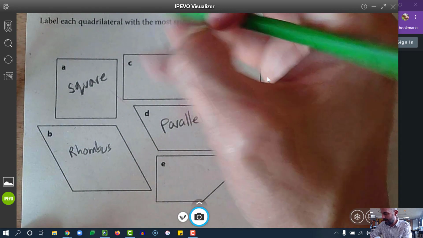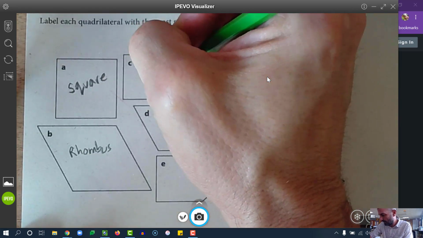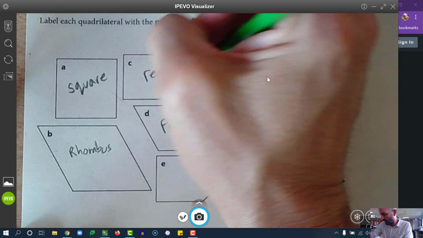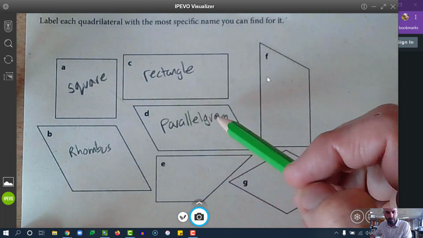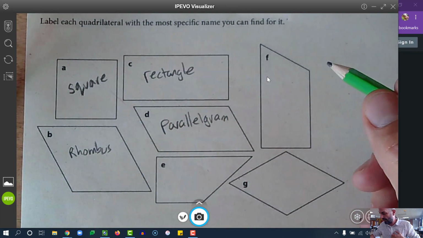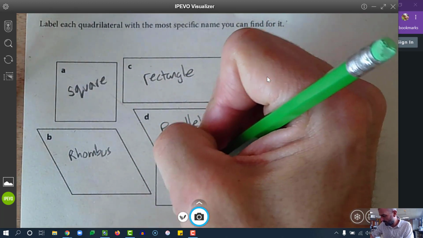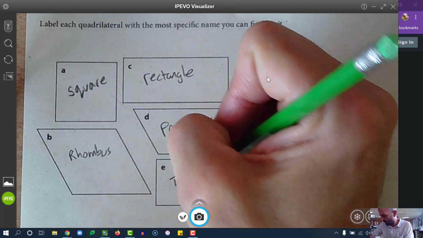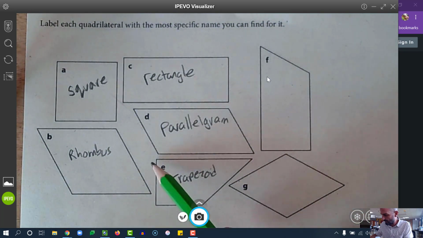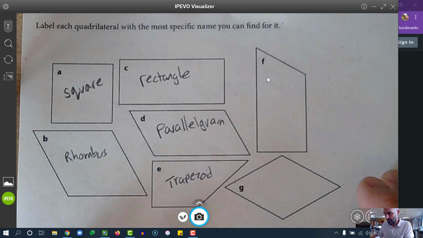All right, let's look at C. That's a rectangle. They are not congruent, but we do have 2 parallel sides, 4 90-degree angles. E, that's our friend the trapezoid. Trapezoid, great name, love that name. And the reason is there's only one parallel set, because this line, if we went on forever, would eventually run into that line. So that's why they're not parallel.